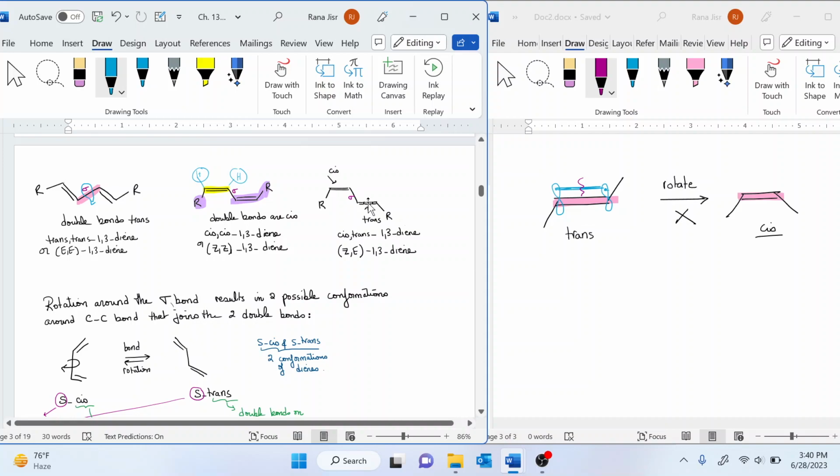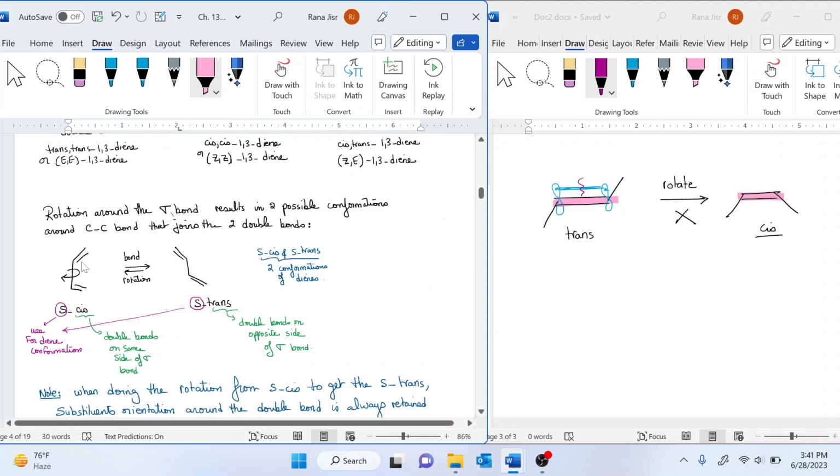On the other hand, if you take this double bond, the higher priority groups are on opposite sides. So this is why it's an E. Around this double bond, they are on the same side. This is why it is a Z.